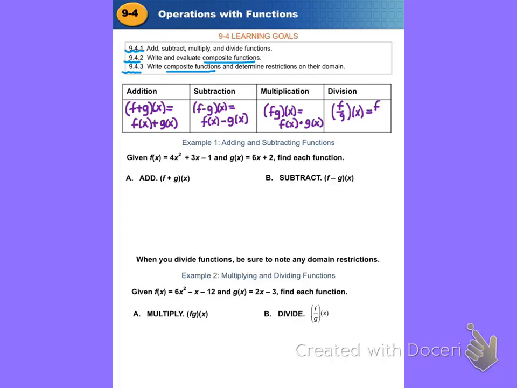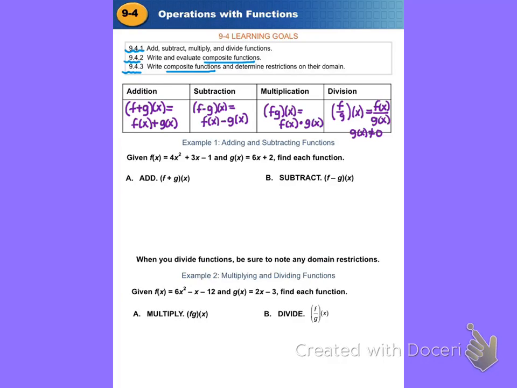When you see this, f over g of x, that means f of x, that function which we call f, divided by g of x. Now, one thing we need to note on division is that g of x, whatever function is the denominator, cannot equal 0. That's because if you have a denominator of 0, the operation is undefined.